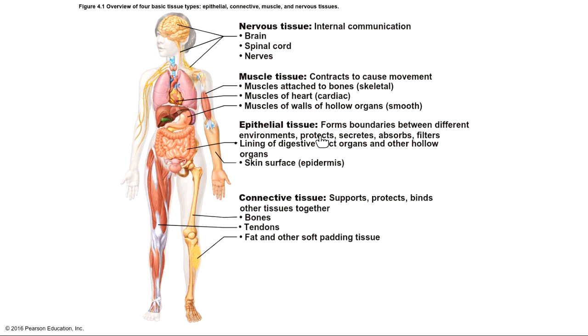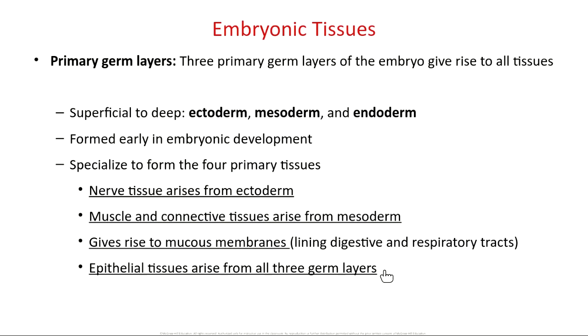Epithelial tissue has a variety of functions, which you already know if you studied Lab 3. Some epithelial tissue, if it's stratified, will play a protective role. If it is simple, or not stratified, then it's going to play the role of secretion, absorption, and filtration. You can find epithelial tissue lining digestive tract organs and other hollow organs, and I already mentioned the skin surface. Connective tissue we'll get into later, as well as nervous and muscle tissue, but we're really just going to focus on epithelial here.